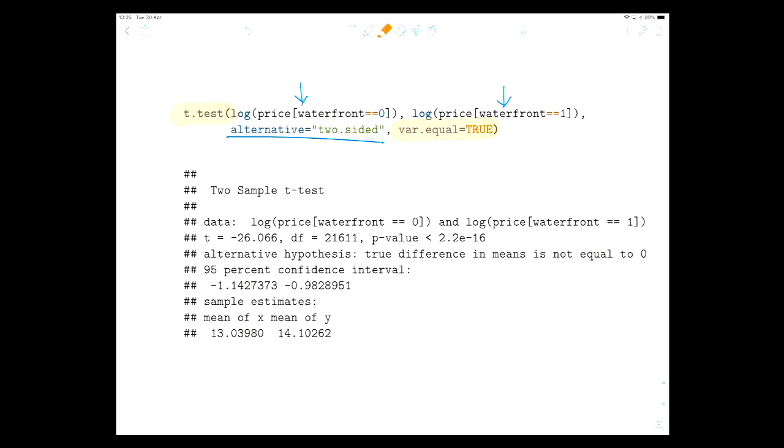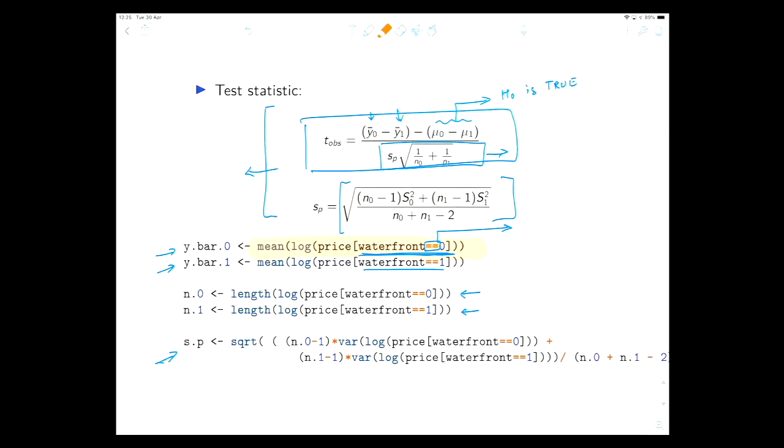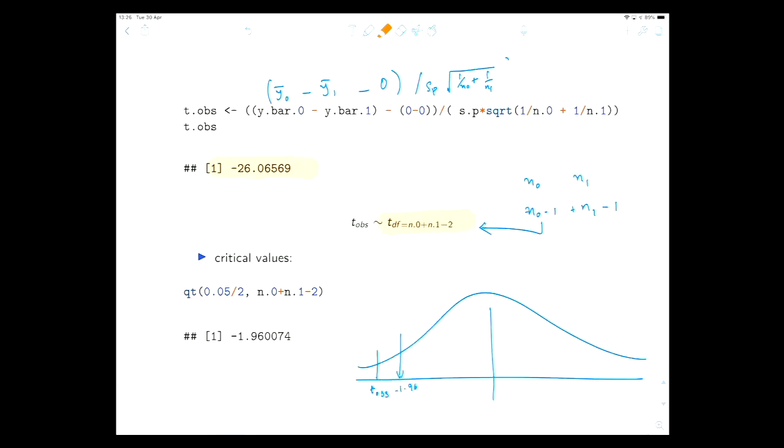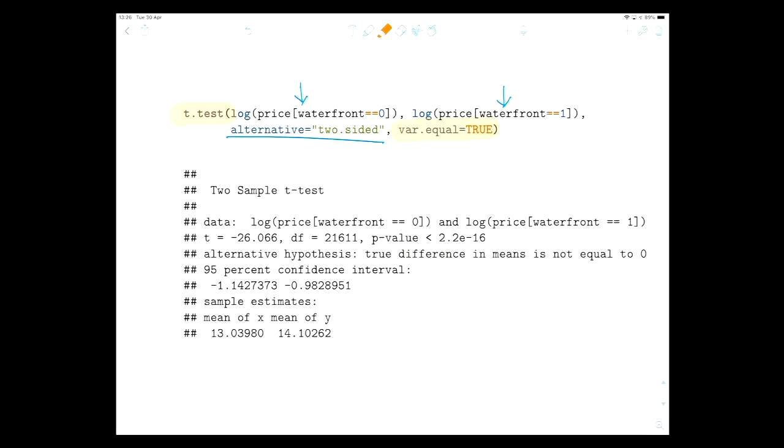Okay, so just employing that single command does pretty much all the work that we did in these last 3 slides, which is first to calculate all the sample statistics, y bar 0, y bar 1, n0, n1, sp, and so on, then calculate the test statistic and compare it to an appropriate t-distribution to evaluate the p-value. So all of this can just be done using a single command, t.test.